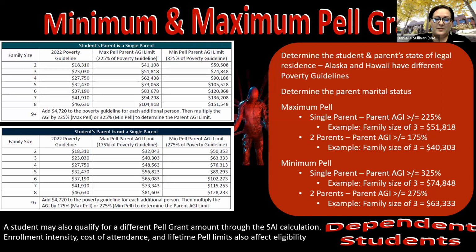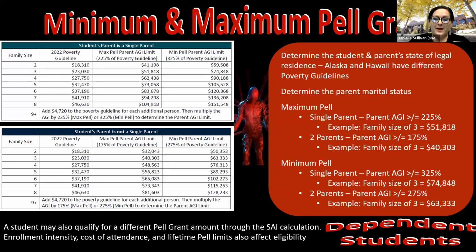Now, if the parents are married, there's another chart right below the first one. There are 2 different charts for this. So it's a 2-parent household, and if their AGI is less than or equal to 175% of the poverty guideline, then they can get the maximum Pell Grant as well. For example, on this chart, a family size of 3 is 40,303. If their AGI is equal to or less than that, then they automatically qualify for the maximum Pell Grant.